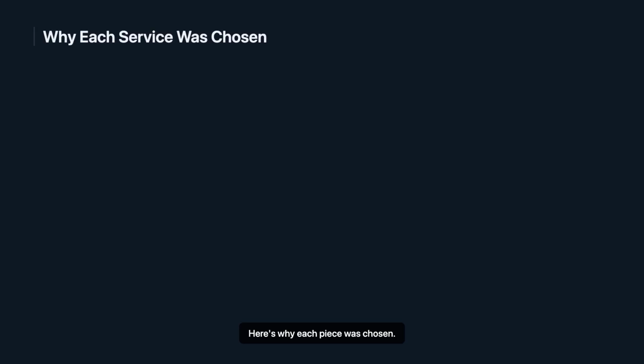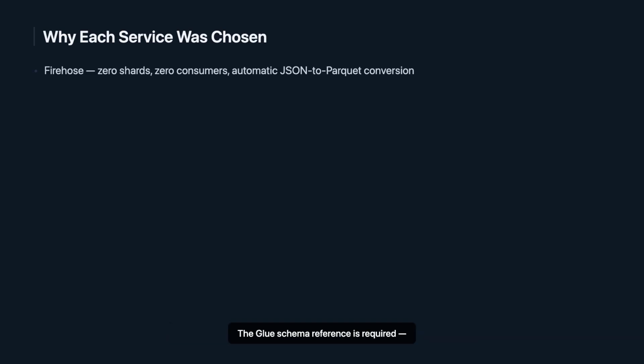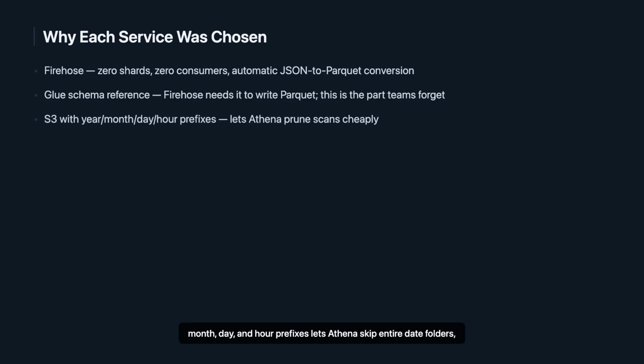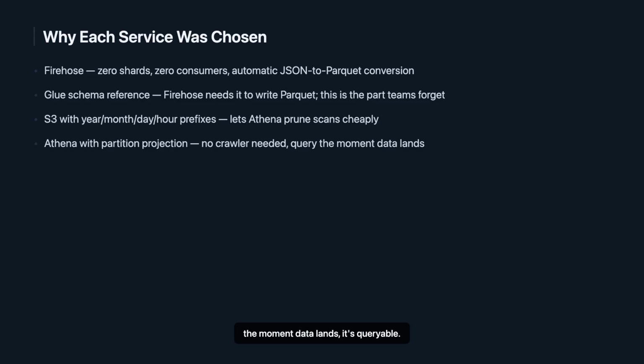Here's why each piece was chosen. Firehose is there because it has 0 shards, 0 consumers, and automatic JSON to Parquet conversion built in. The Glue schema reference is required. Firehose needs it to know how to write Parquet, and this is the part teams forget in production. The S3 layout with year, month, day, and hour prefixes lets Athena skip entire date folders, which reduces data scanned and lowers cost per query. And Athena with partition projection means you don't need a crawler at all. The moment data lands, it's queryable.